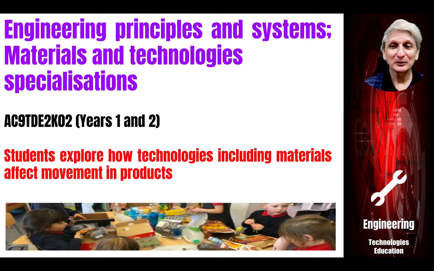Okay, so that was technology and society. Now we're getting into engineering principles, systems, materials, and technology specializations. So in years one and two, this looks at how students explore various technologies and various materials and how they might affect their movement. So in year one and two, the focus in this particular aspect is around making things move.